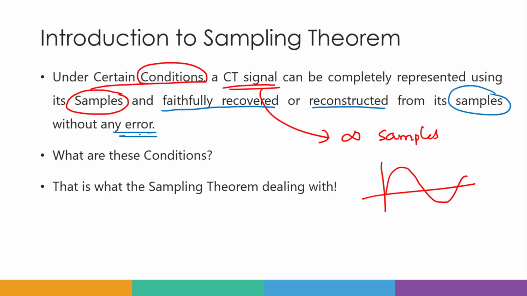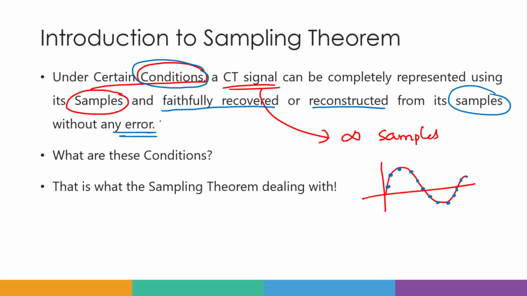So once again, under certain conditions, so this word is very important, okay? It's not always possible. Under certain conditions, a continuous time signal which contains infinite number of samples, because it is a continuous analog signal, can be completely represented using its samples and faithfully recovered or reconstructed from its samples without any error, right? So instead of the original signal, we need only some samples from this signal to completely characterize the signal and to recover the signal and to represent the signal.